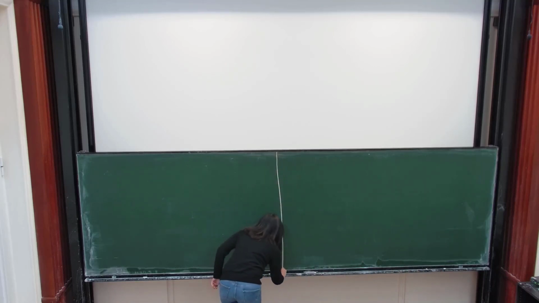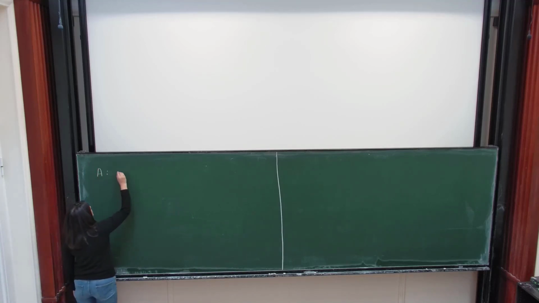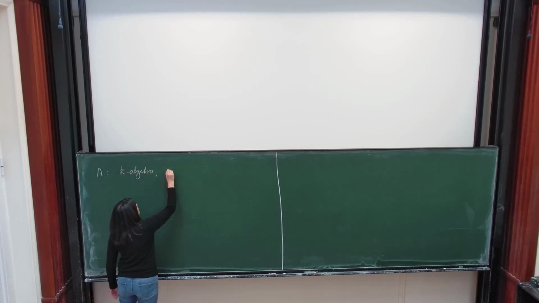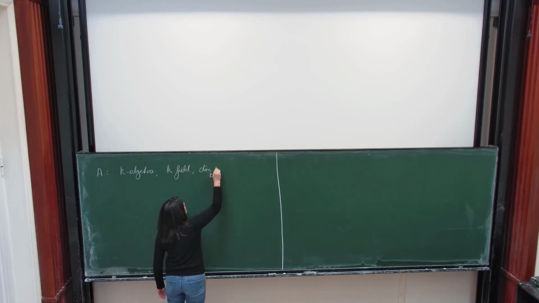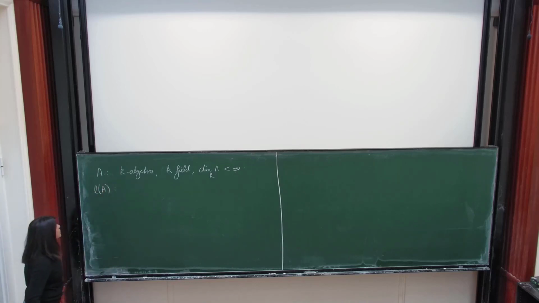Okay, so let me just start out with two fundamental numbers for the representation theory of finite dimensional algebras. So you take a K-algebra A over the field K, and let's assume that the dimension of A over K is finite. Then there are two numbers which you can associate to the representation theory of A, or to the category mod A.